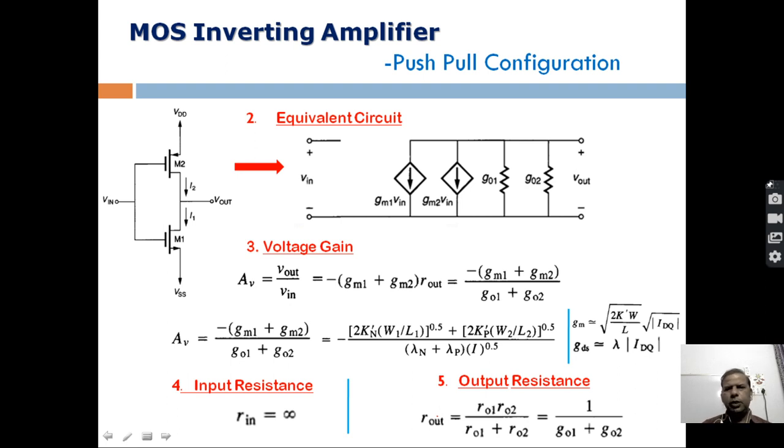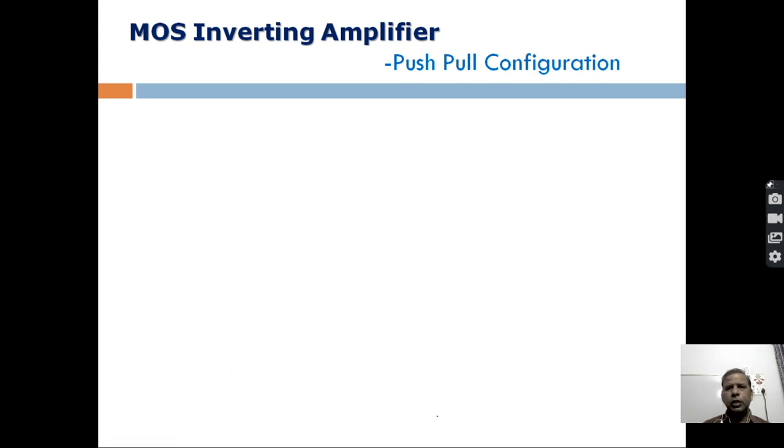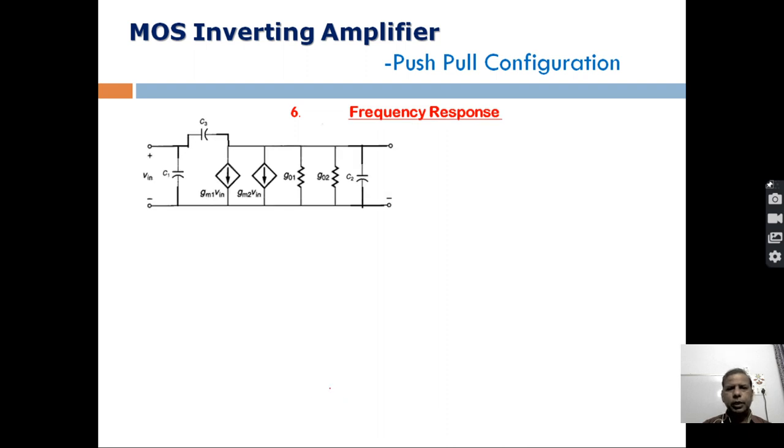So the next step is to discuss the frequency response of this particular configuration. For frequency response, you know that this equivalent circuit needs to be modified. Here you see, this is the equivalent circuit which we discussed in the previous slides. But here we have added some more capacitive components, C2, C3 and C1. C2 between output and ground, C3 between output and input, and C1 between input and ground. So these capacitive components are added here in order to find its frequency response.